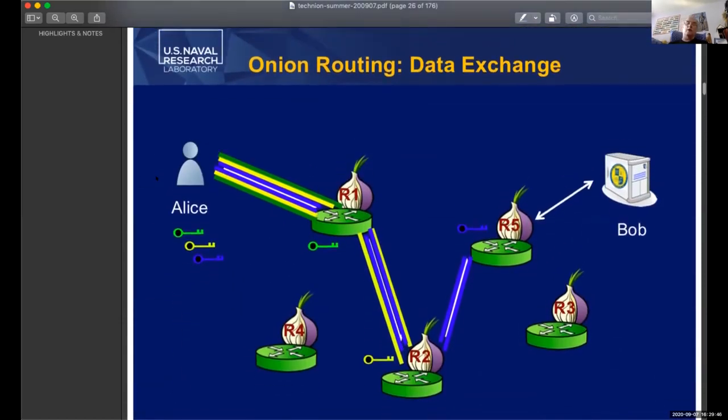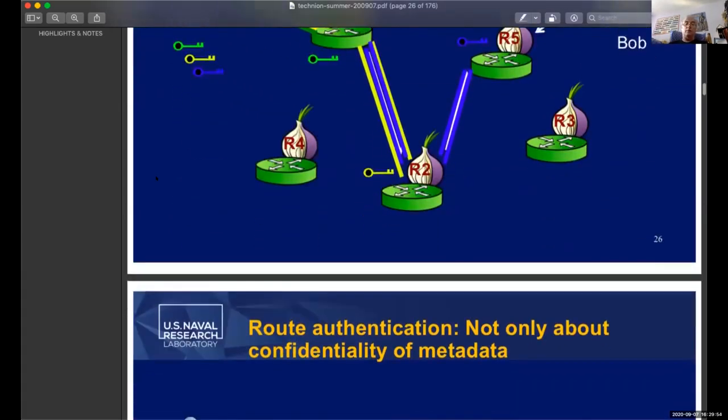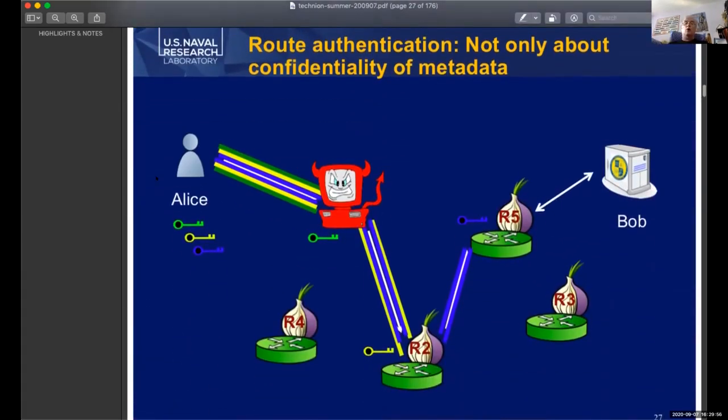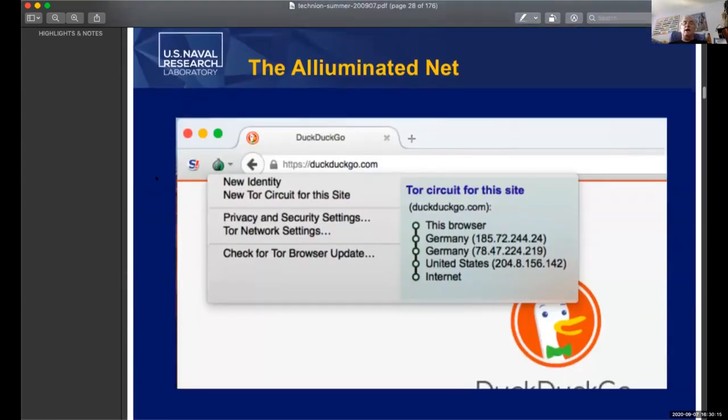And then data can go back through in the same way it arrived, where the keys are then applied in reverse order, and then she can strip them all off. Now, a lot of times when people talk about this, they focus on the confidentiality of the metadata of who's talking to whom. But it's not just about confidentiality, it's also about authentication. Alice built this circuit and she used the public keys of each of these relays. So she knew exactly where she's going.